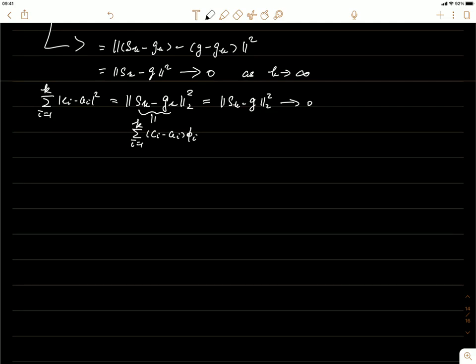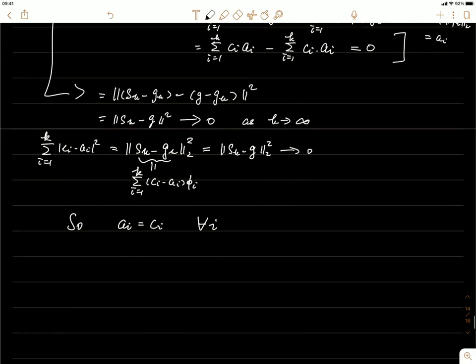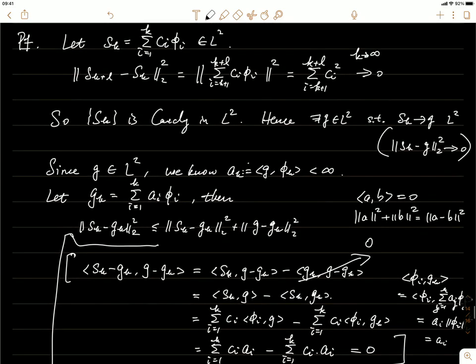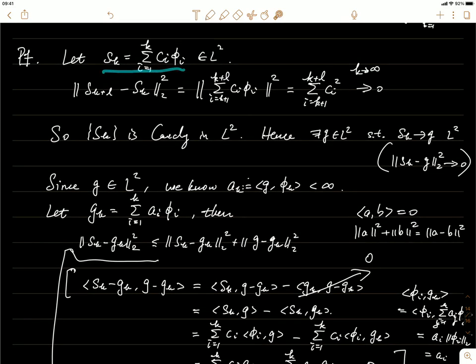Okay, and as k goes to infinity, this is a non-negative increasing sequence as k increases. And as it goes to infinity, this one actually goes to 0. And what we can claim from here is that every term must be zero. So a_i must be equal to c_i for any i, and this implies that g_k is actually equal to s_k, and that this s_k will actually be the partial Fourier series.